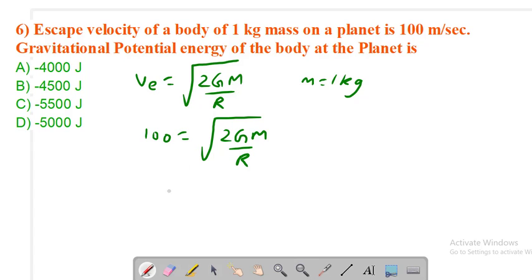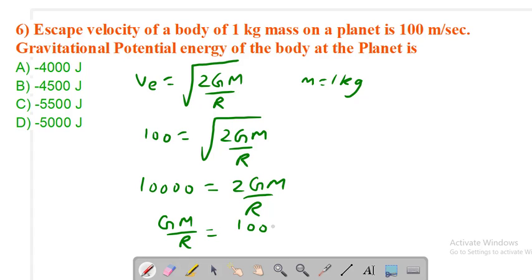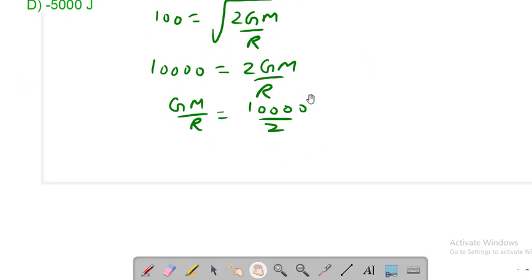Squaring both the sides, we have 10,000 is equal to 2gM upon r. Now I take this gM upon r to the left hand side, so this 2 goes here, so we have 10,000 divided by 2. So gM upon r becomes 5,000.